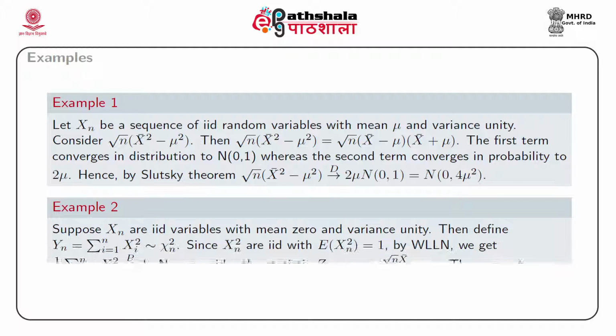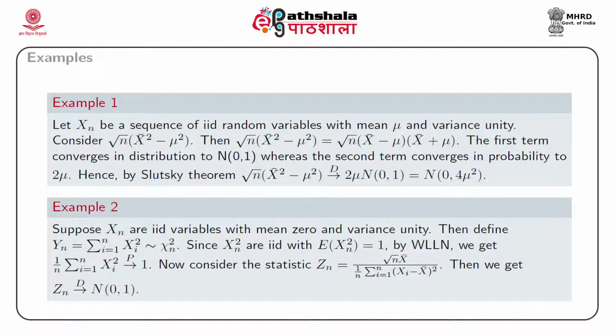Consider our next example. Suppose Xn are IID random variables with mean 0 and variance unity. Then define Yn as the sum of squares, that is summation i from 1 to n Xi square. Then naturally Yn has a chi-square distribution with n degrees of freedom. Since Xn square are IID, here we are using Xn square as our observation. So, since Xn square are IID with mean 1, it follows from weak law of large numbers that their average, that is 1 by n summation i from 1 to n Xi square, converges in probability to 1.